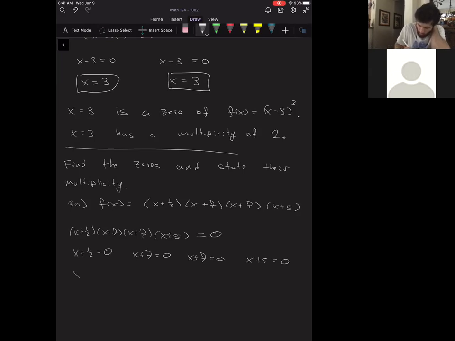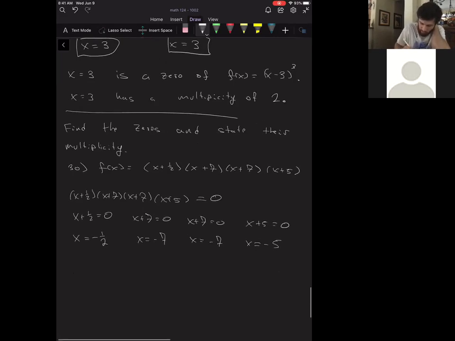On the left-hand one, we subtract the 1/2, so we get x is equal to minus 1/2. Here we get x is equal to minus 7, x is equal to minus 7, and x is equal to minus 5. So here are all of our zeros. What we have are three unique zeros, just three separate zeros: x is minus 1/2, x is minus 7, and x is minus 5.